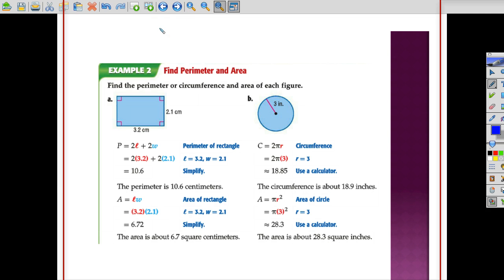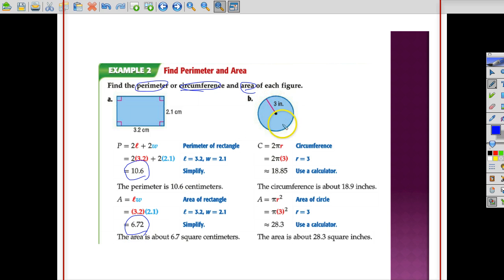Here are two examples of finding perimeter, circumference, and area of each figure. For A, it looks like this is a rectangle. Perimeter is 2 times length plus 2 times width. So you're really adding 3.2 plus 3.2 plus 2.1 plus 2.1, and you get 10.6. For the area, you multiply 3.2 times 2.1, and you get 6.72. By all means, use a calculator to do all these calculations.